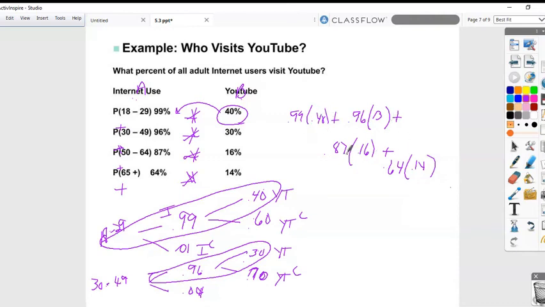Multiply, multiply, multiply, multiply. So this times this, this times this, this times this, this times this. Why multiplication? I'm on the internet and using YouTube. And then you're either this age or this age or this age or this age. And then you would multiply and then add them up. We're going to do a whole bunch of these in class together.